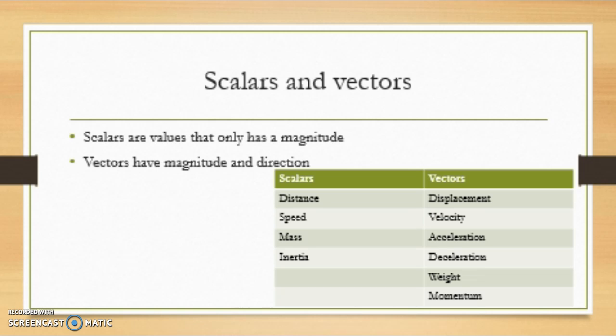Scalars and vectors. Scalars are values that only have a magnitude, and vectors have magnitude and direction. An example of this could be scalar is distance, whereas a vector is displacement. So distance could be, you're doing a 400 meters race. Overall, you've covered 400 meters, and it only takes into account magnitude. But displacement, on the other hand, takes into account the magnitude and direction. So you've travelled 400 meters, but you're back at your start position, so you've actually done 0 meters of displacement.